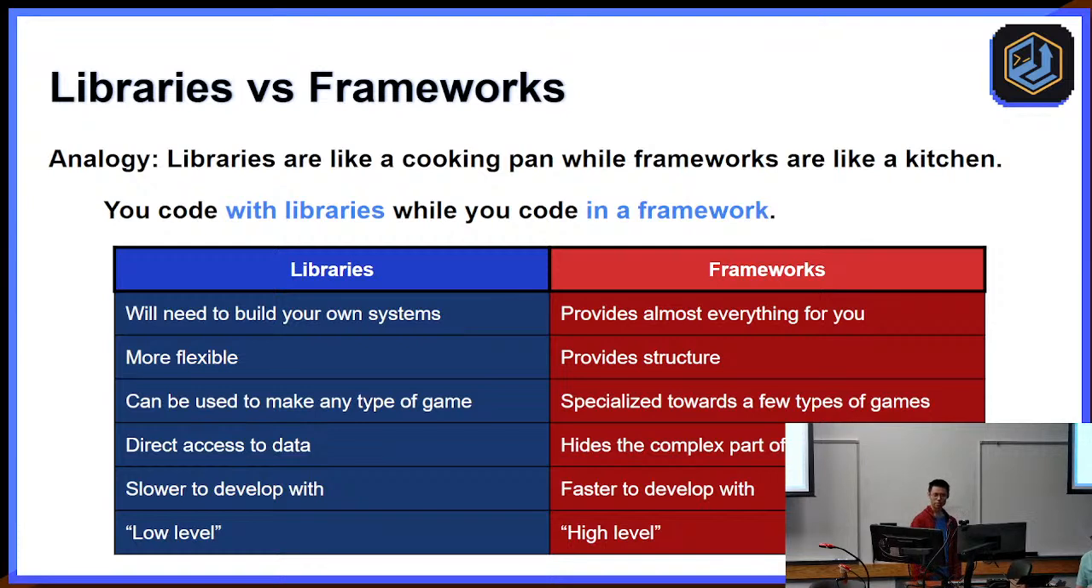Libraries versus frameworks is where I usually draw the line. Libraries, I consider to be lower level. They give less for you, and frameworks are higher level. They give more for you. The analogy that I make is that libraries are a cooking pan, while frameworks are like a kitchen. Libraries are usually one of the tools you have in the kitchen, while frameworks are like the whole kitchen. You have almost everything you need. You might need to go buy a few groceries here or there, a few tools, a few plates and stuff, but you usually have everything you need.